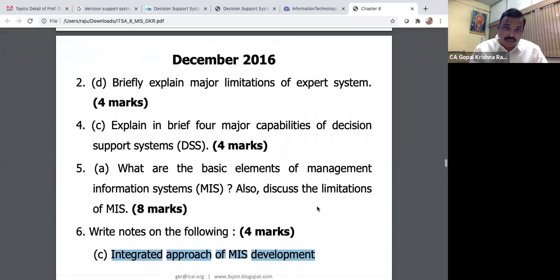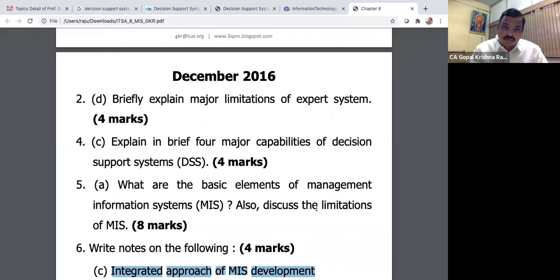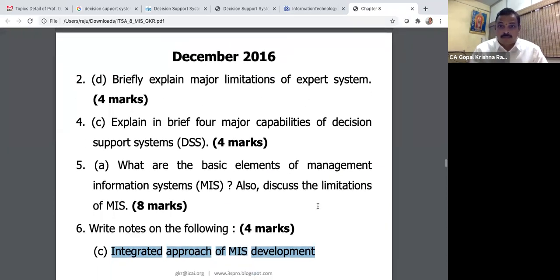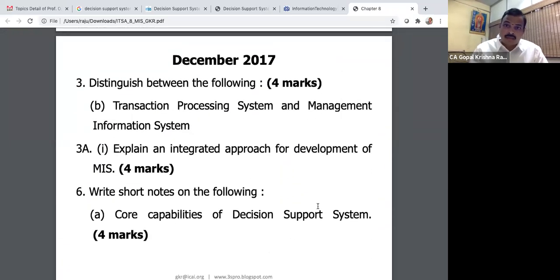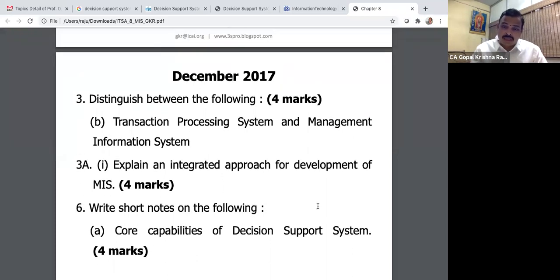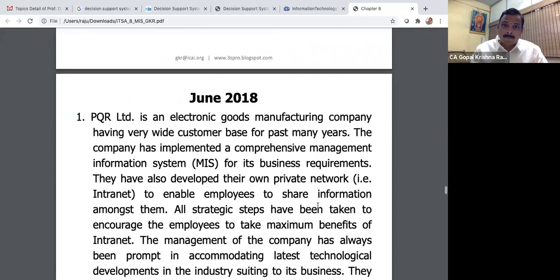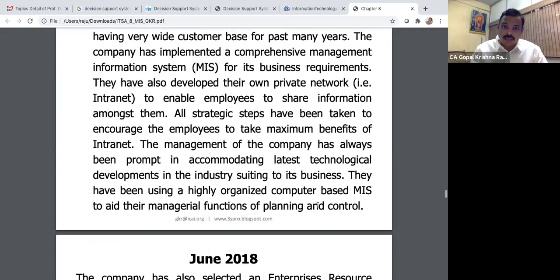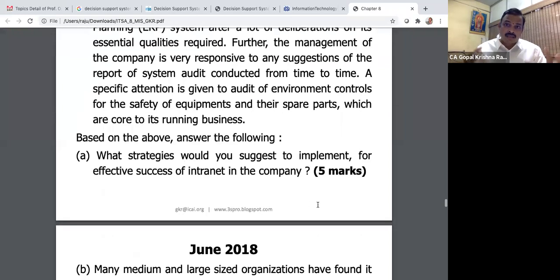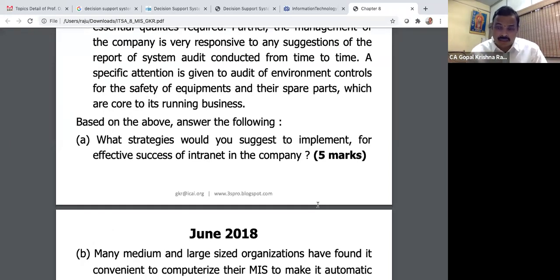So here, even in 2016, they have asked a 20 mark question. So that also has happened. So minimum 8 or 12, this is the range at which they ask questions. So what is the distinction between TPS and MIS? And in 2018, there is a compulsory first question. In that, there is a combination of all chapters. I will say chapter 8, chapter 9, and all chapters they have mixed.